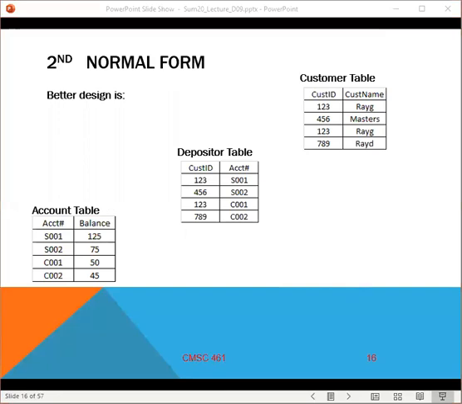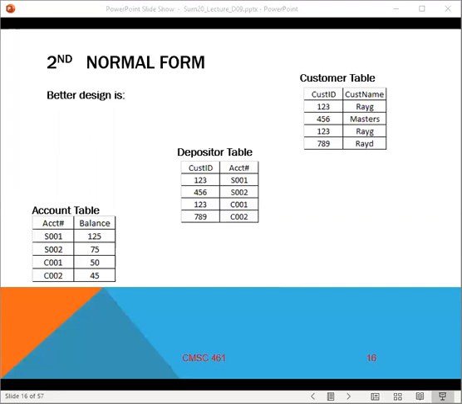We correct the problems by decomposing. We take the offending fields out and put them into their own table. For example, since balance is determined completely by account ID, we put those into their own table. And let's call that the account table. And we have our savings accounts and our checking accounts in there. Likewise, a customer name is determined by customer ID. So let's put them into a customer table.